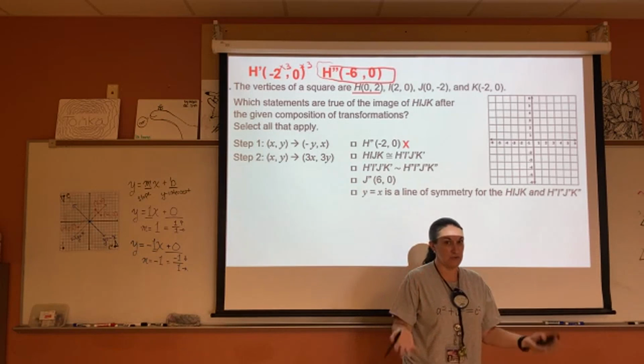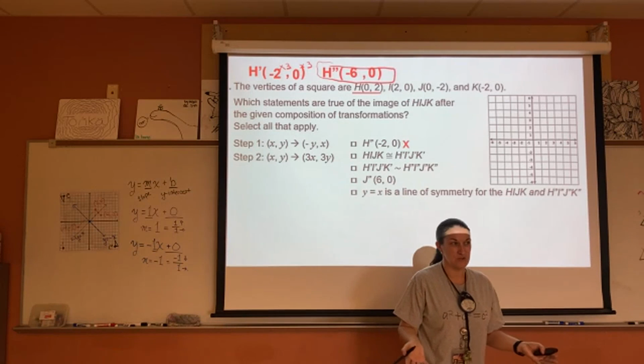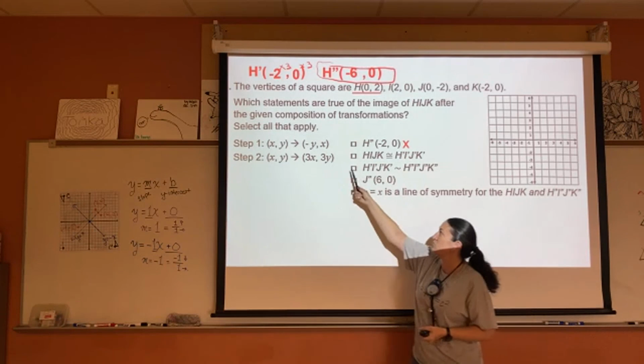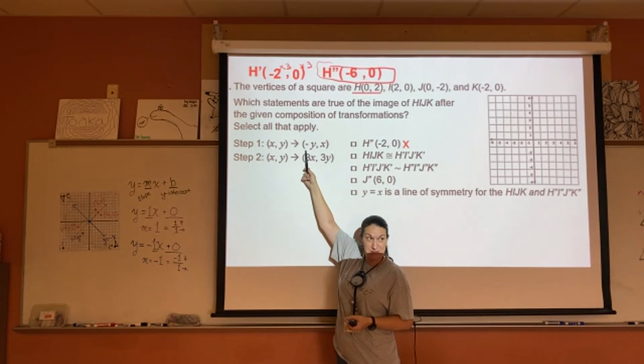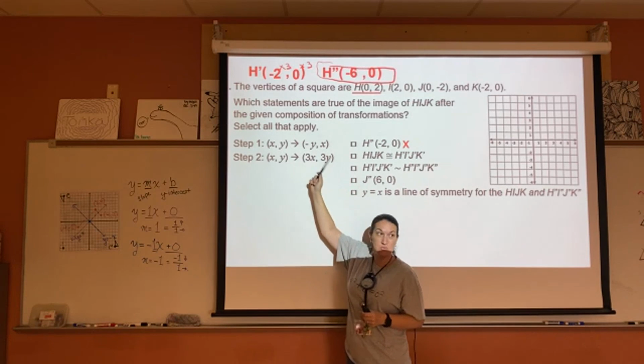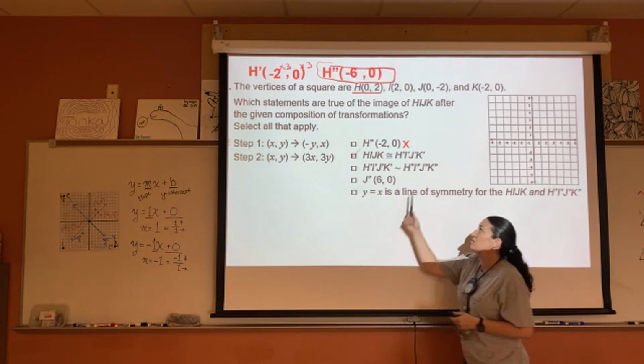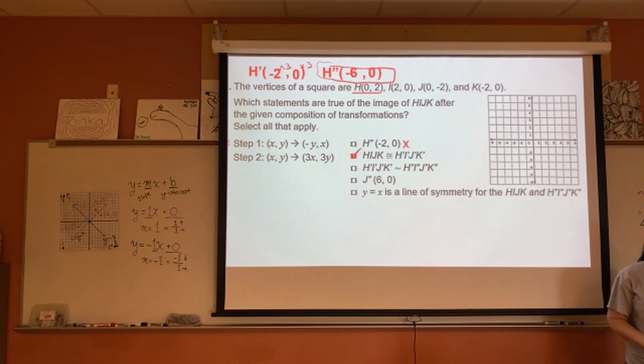Congruent means they have rigid motion. Would this rule give me a rigid motion? The first one? Yes. Why? It doesn't multiply. Because it doesn't multiply. Okay? So this would give me a congruent figure, and that would be selected.